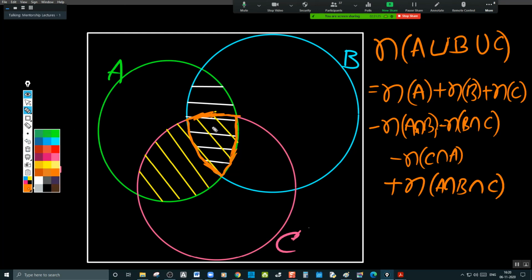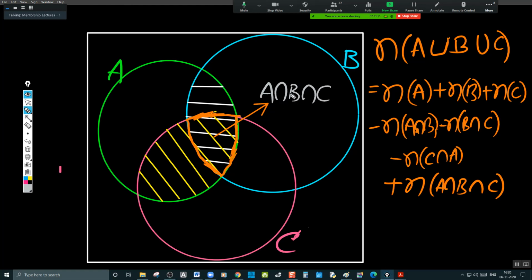Curvilinear triangle region, what I have shown is a common area to all. What do we call this? We will be writing this as A intersection B intersection C. And I said in the beginning itself, intersection you have to understand as and: A and B and C. This is eliminated totally because we are subtracting three times, and hence this is added. Now, formula please: n of A union B union C is equal to n of A plus n of B plus n of C minus n of A intersection B minus n of B intersection C minus n of C intersection A plus n of A intersection B intersection C.